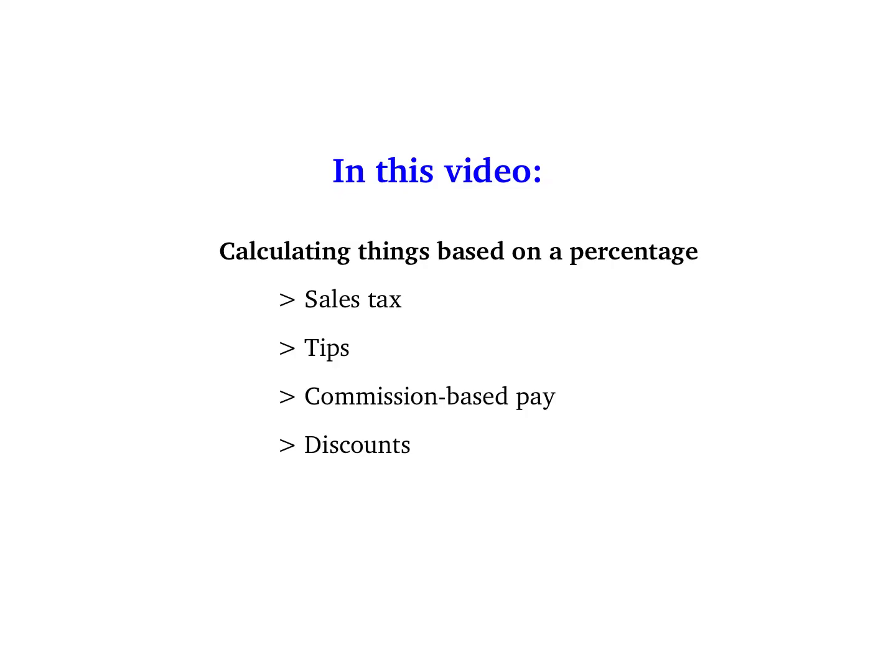Last unit before winter break works on percentages. So in this first video, we're going to go over how to calculate things that are all based on a percentage, looking at these four main items. So that includes sales tax, tips, like at a restaurant, something called commission-based pay, and discounts.